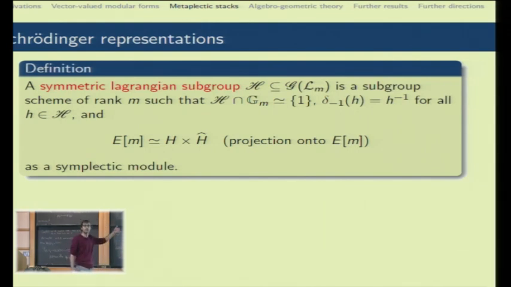You can prove that it's commutative. So the Heisenberg group is not going to be commutative, but a Lagrangian subgroup will be, because it's isomorphic to its image, capital H. So everything makes sense here.